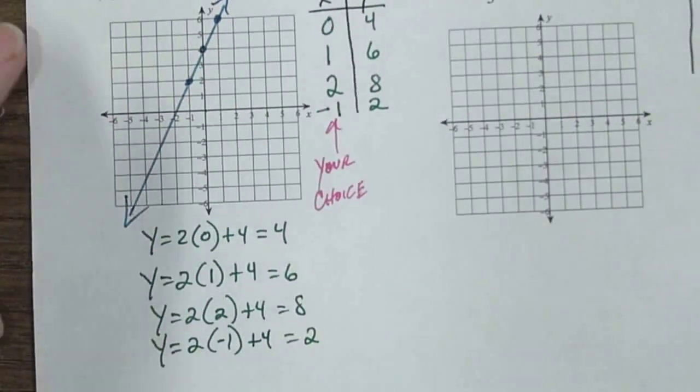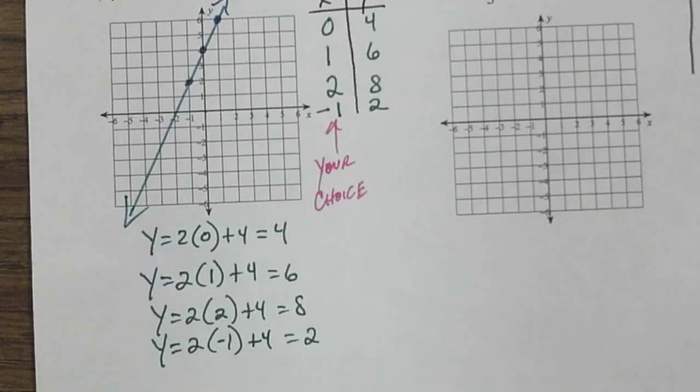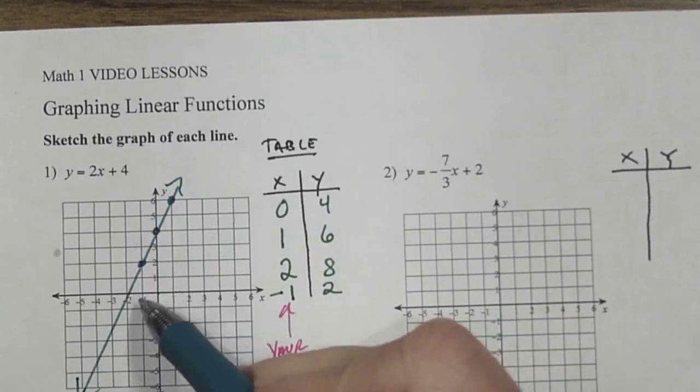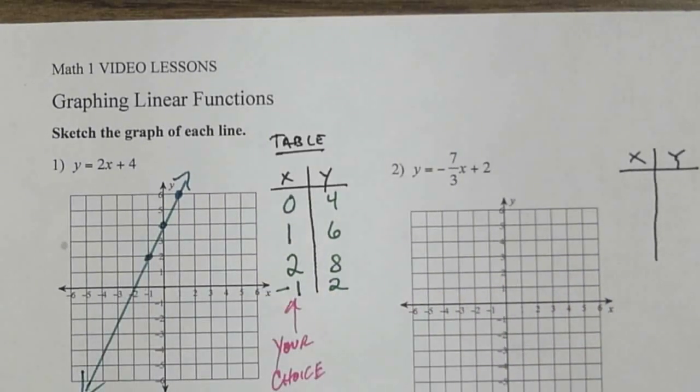You know, I saw some people choose 6, 7, because, oh, that's funny, whatever. But you know what? 7's not even on the graph. 6 is way over here. We need numbers that'll fit in our graph. Okay.